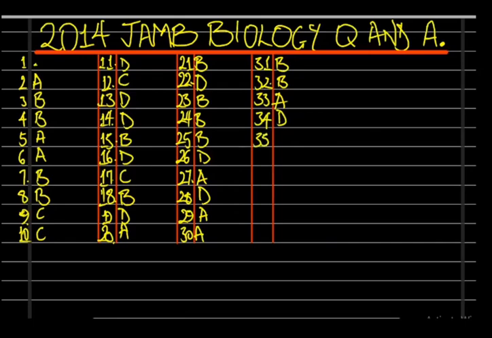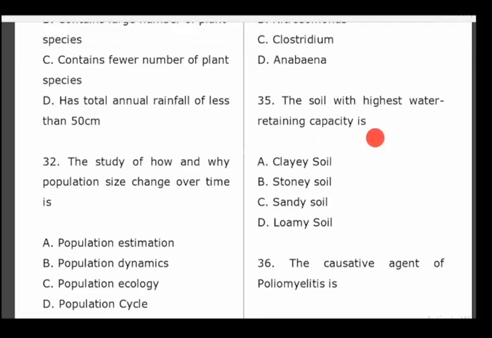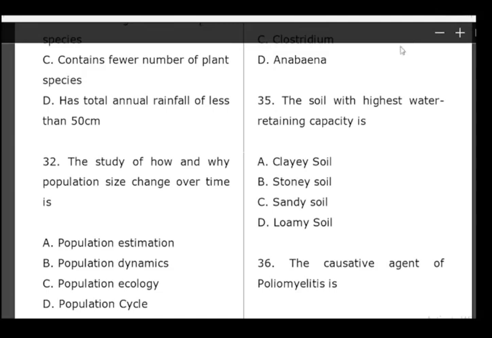So question 35. The soil with highest water retaining capacity is option A, clay soil, option B, stony soil, option C, sandy soil, option D, loamy soil. When we talk about retaining capacity, we are talking about the ability to hold on to water, preventing water from being drained out of the soil.